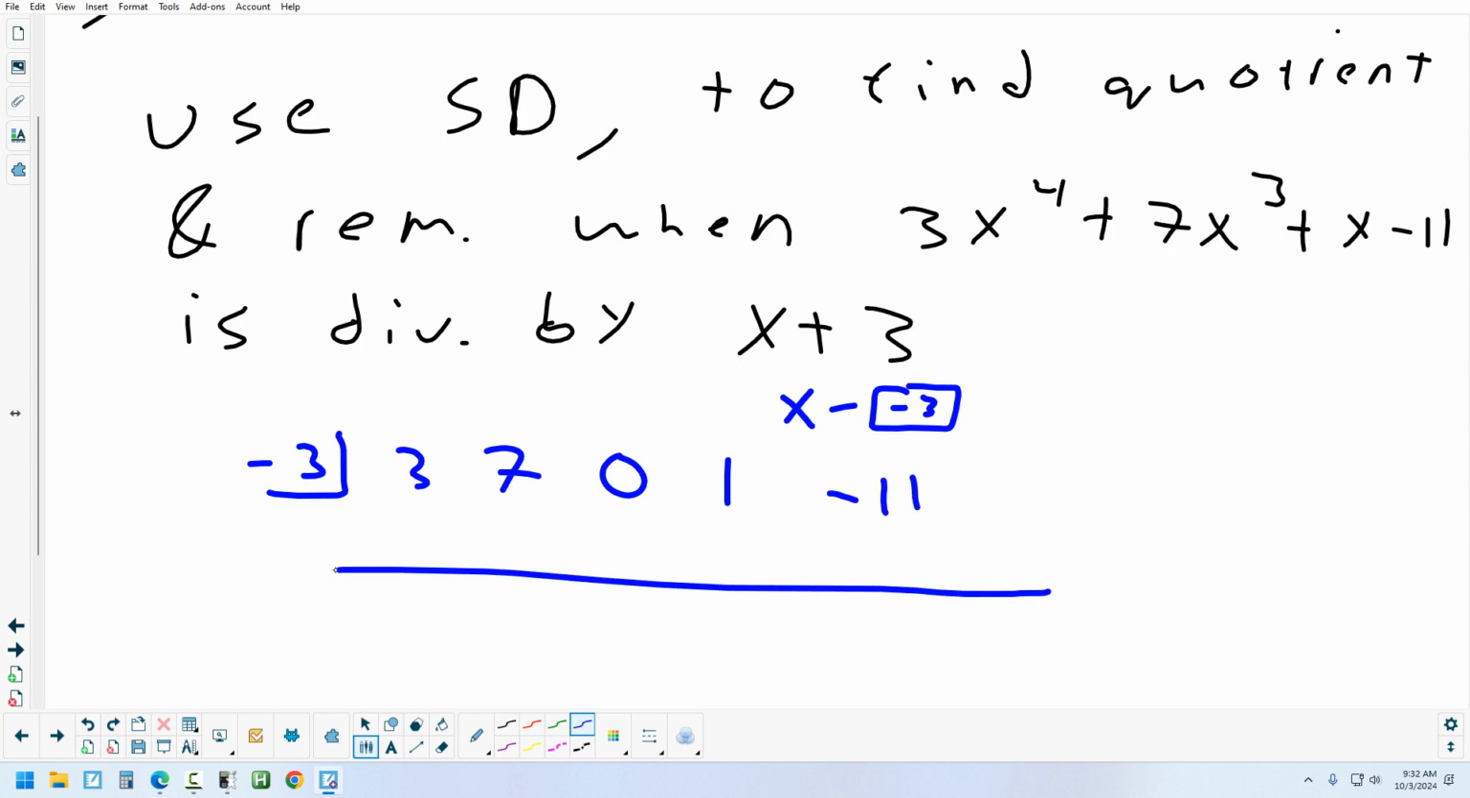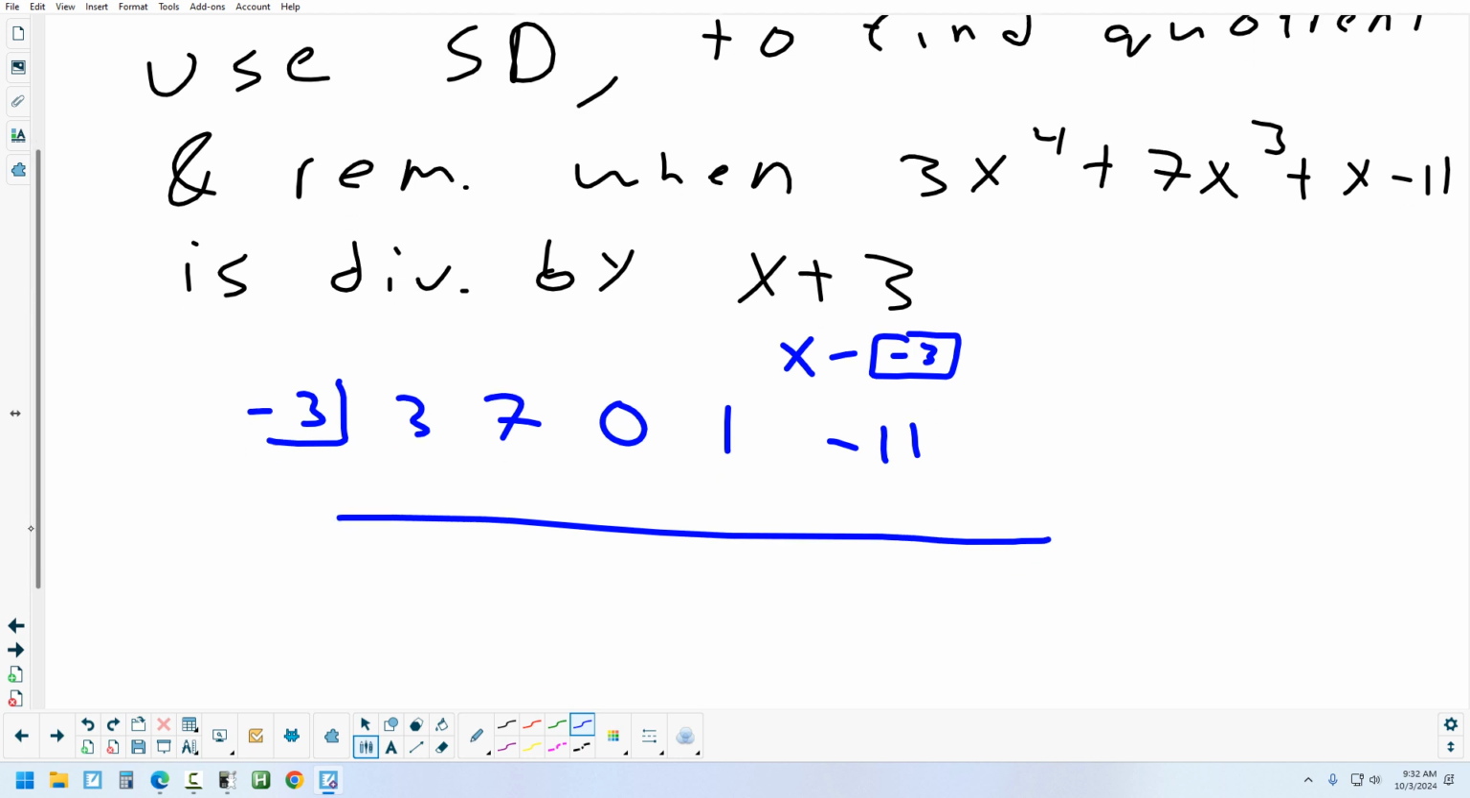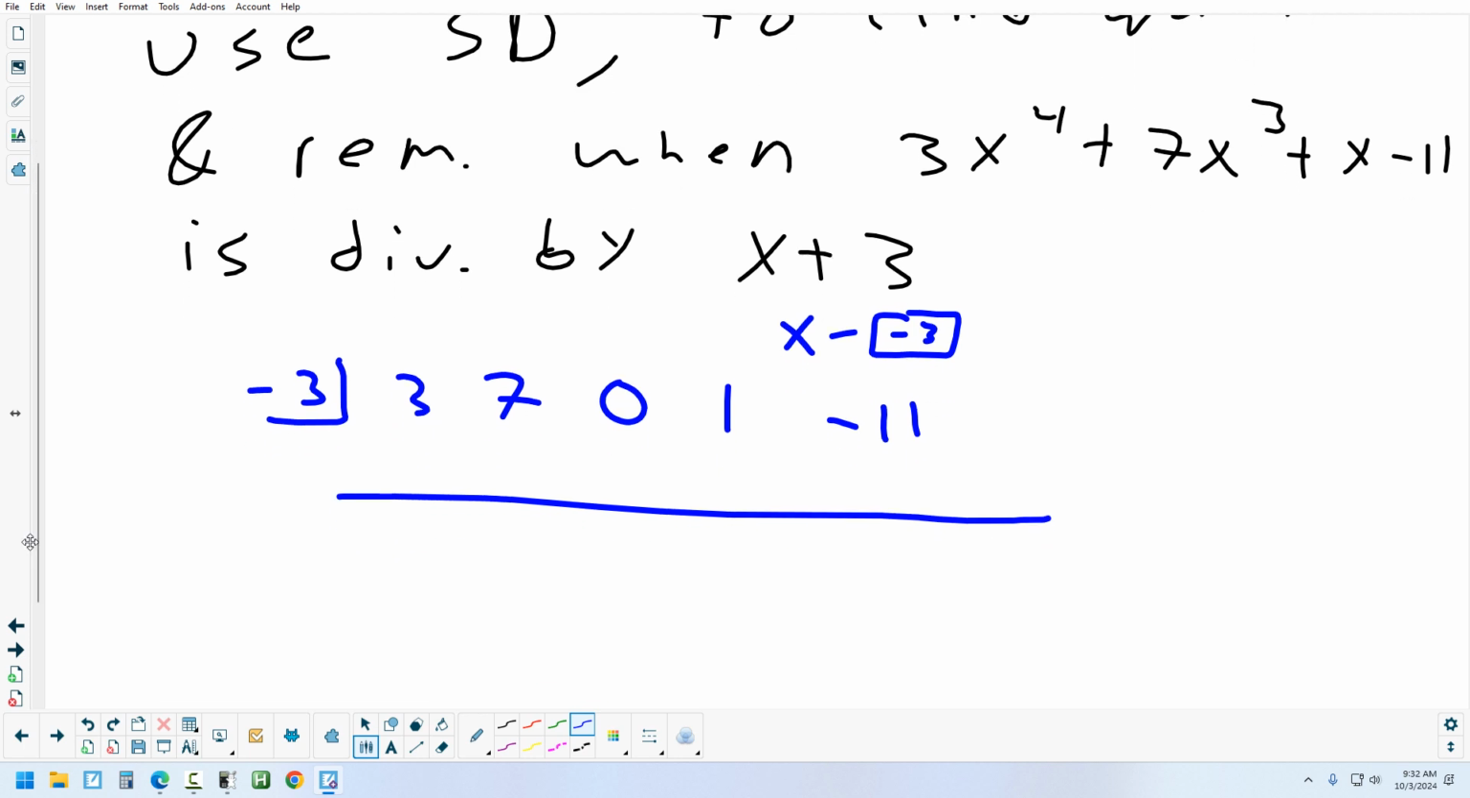Okay. So what's my first step? You already wrote down your coefficients, filled in the zeros, and now bring down the first coefficient. Yep, bring down the first coefficient. So bring down the 3. What do I do once I bring down that 3? I'm not sure. Okay, anyone help him out? What's our next step after you bring down the 3?